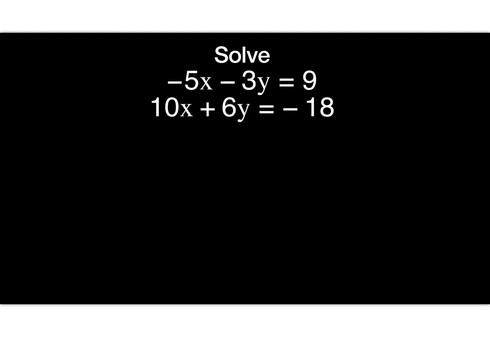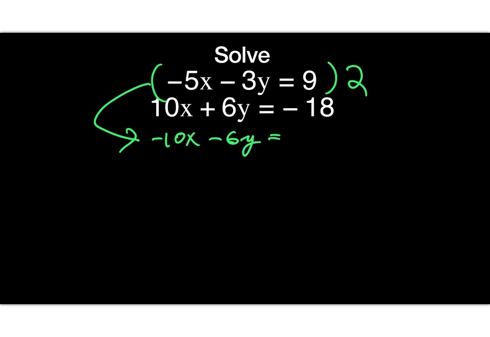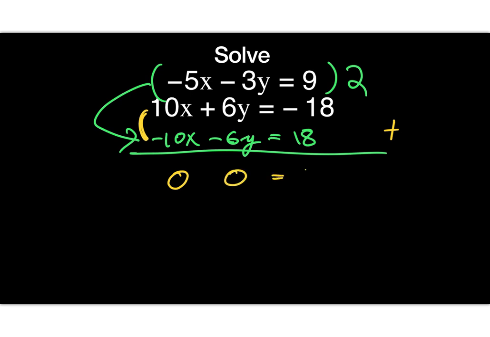Which method would you choose to use on this one? Multiply that top equation by -2. I'll bring that down here. I'll have -10x minus 6y equals 18. And now I'm going to add them up, but I did -2 so that when I did these two together, they add to 0. And then I have 6y minus 6y, which is 0, equals 0.